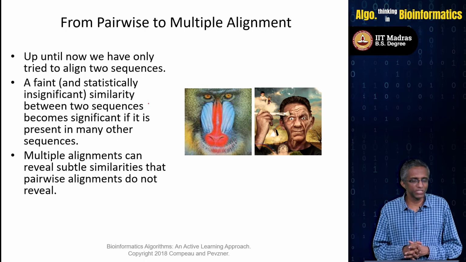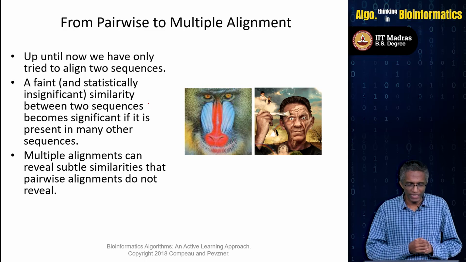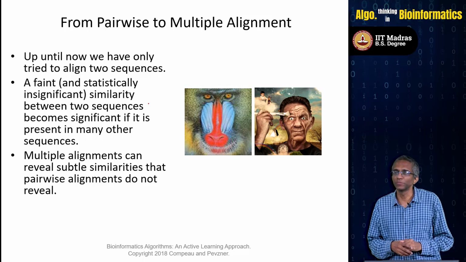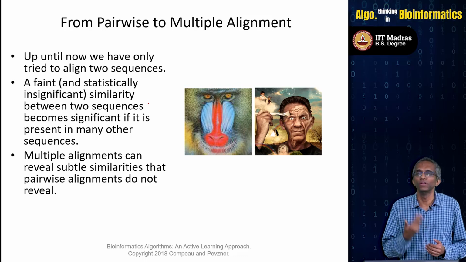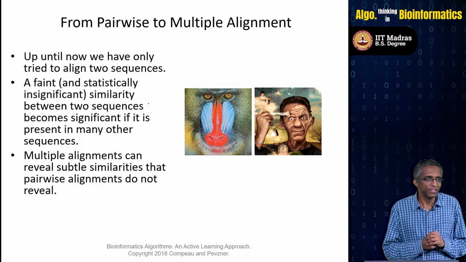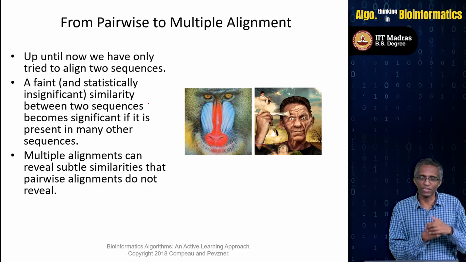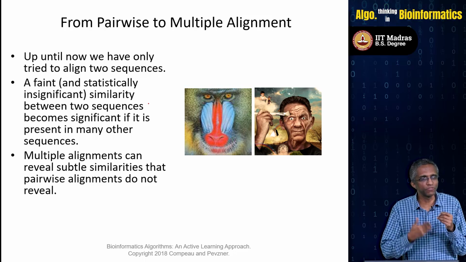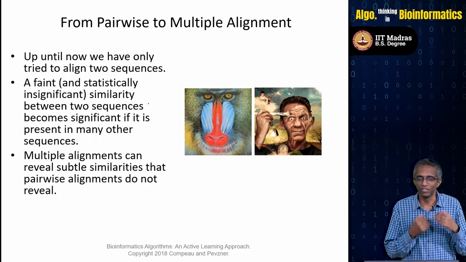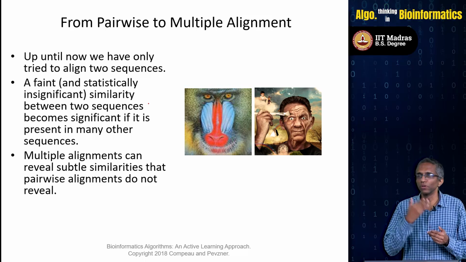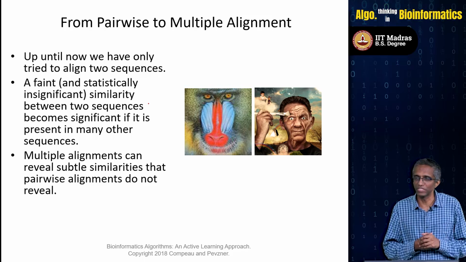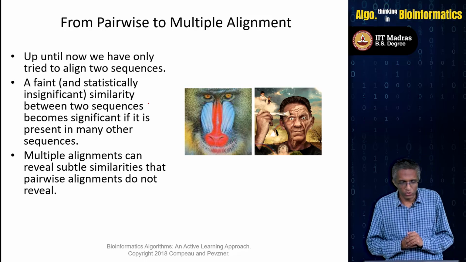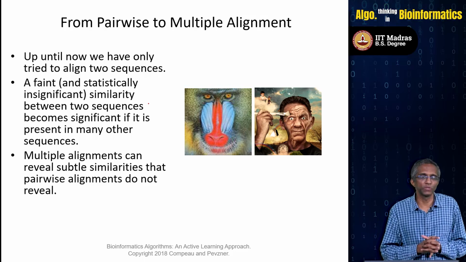The statistical motivation is that if you have a faint or statistically insignificant similarity between two sequences, and you keep seeing that in more and more sequences, then it gains significance statistically. Two sequences may have some chance alignment that gives them a good score, but if you have 3, 4, 5 sequences all giving a faint but consistent similarity, then you get more and more confidence that it is a true biological similarity rather than a random, spurious chance similarity.